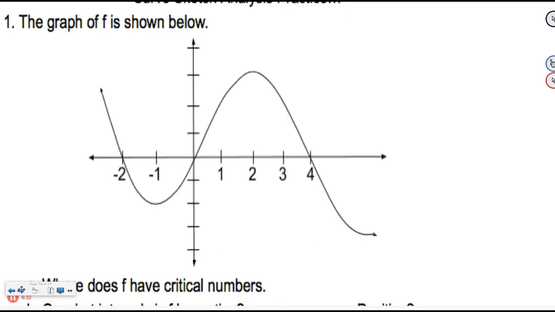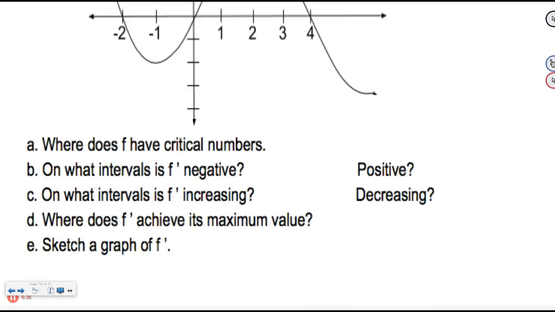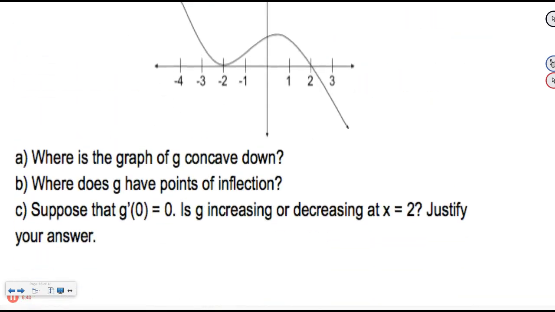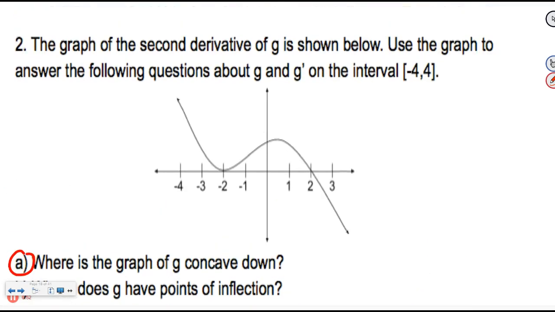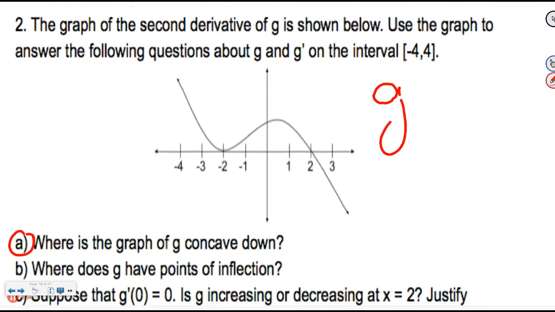The next one I'd like to look at is number 2. There's a couple different ones here. I want to go to this guy, the first one. First of all, what am I looking at? It's the following questions about g and g prime on the interval. I've got to see what this is. This is the graph of the second derivative, so I'm going to write y equals g double prime on this one.